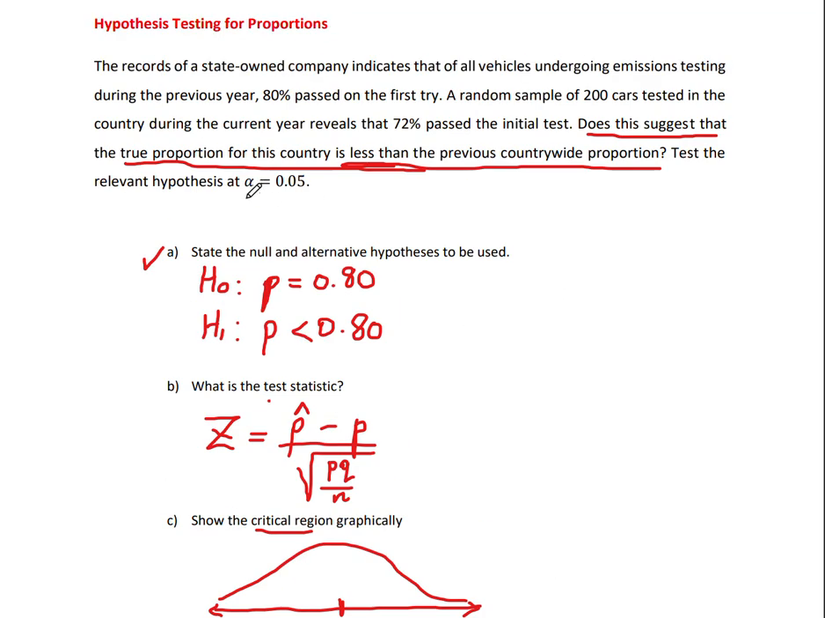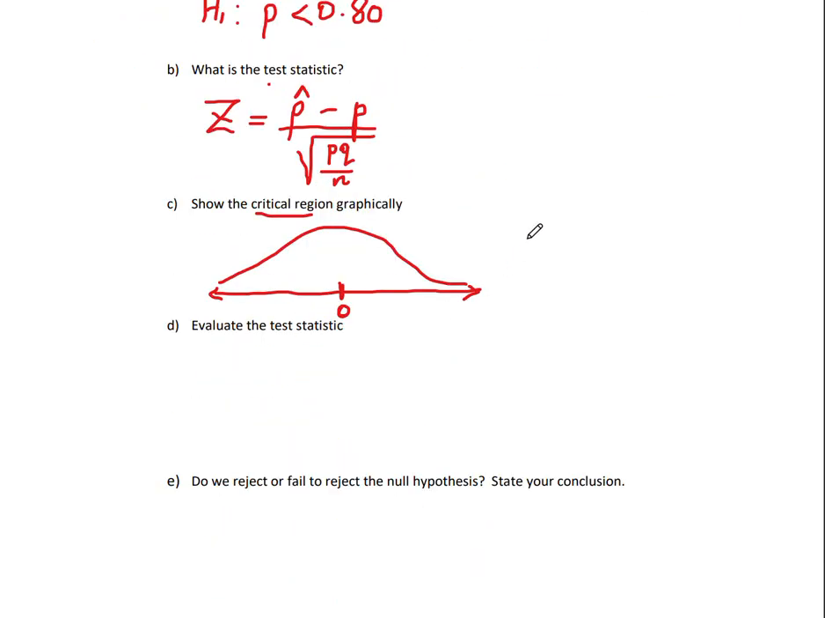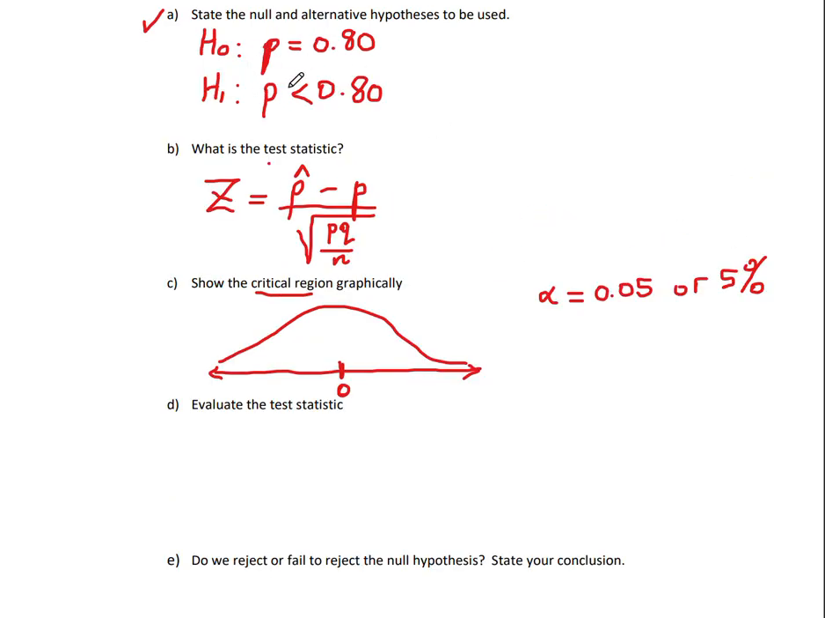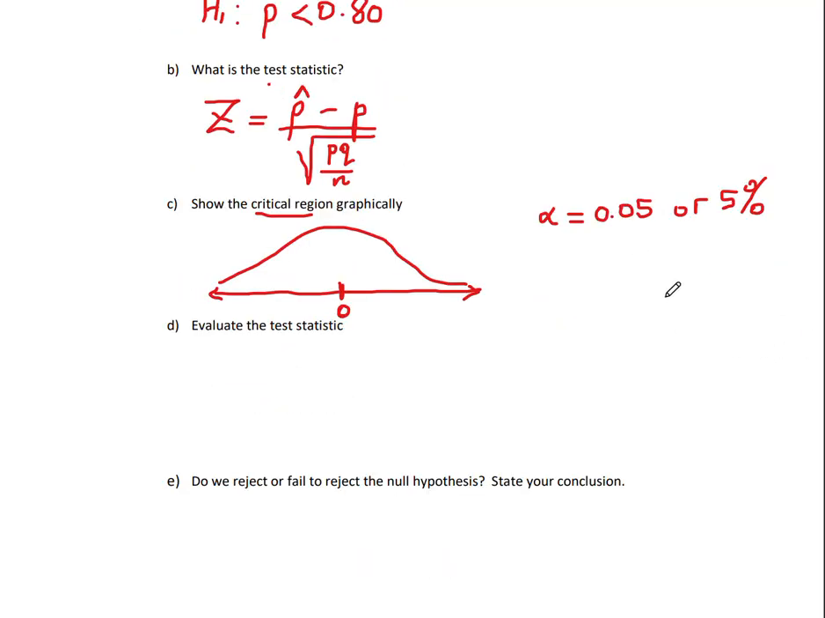We refer back to the question and we realize that alpha, the level of significance of the test given to us, is 0.05. So I'll write here alpha, the level of significance, is 0.05 or 5%. Because this is a one-tail test, I do not need to divide alpha by 2. If it was a two-tail test, meaning that the alternate hypothesis said not equal to, we would divide by 2.